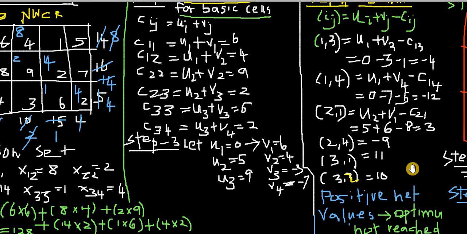But here we see that some positive net values also exist. 3 is a positive net value, 11 is a positive net value, and 10 is a positive net value. There should not be a positive net value here. If there exist positive net values, it implies the optimum is not reached. So here optimum is not reached. If optimum is reached, then this will give you the complete solution set, and this will give you the transportation cost for this particular method.